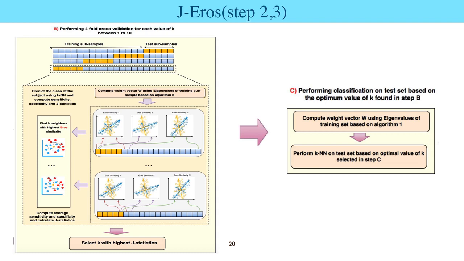So based on the training set, we pick the best value of k, and we compute the weight vector based on the training set and use them for classifying our test set.